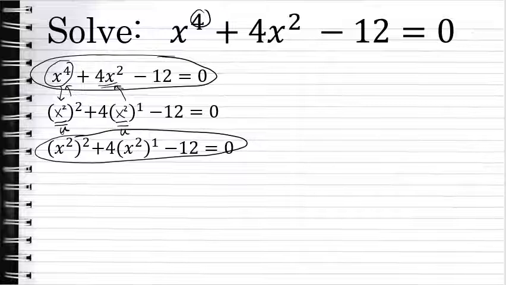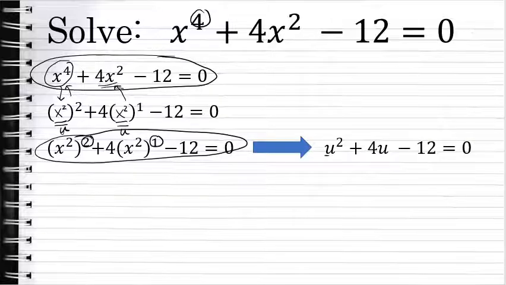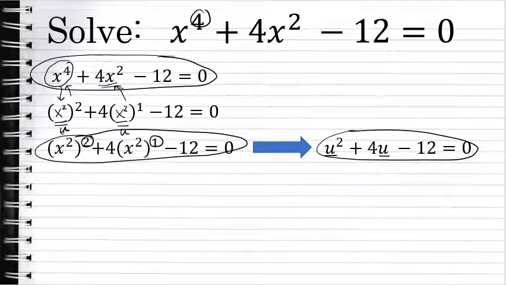This is in quadratic form because I have some expression to the second plus another expression to the first. And if you have something in quadratic form, in the form of u squared plus, in this case, 4 times u minus 12 equals 0, you can solve this equation the same way that you would solve a quadratic equation. This quadratic equation can be solved by factoring.